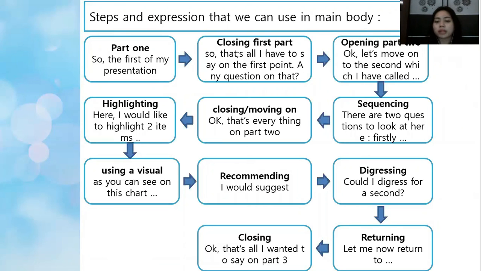And next step is recommending. The expression that you can say is, "I would suggest..." And next is digressing. The expression that you can say is, "Could I digress for a second?" Next is returning. The expression is, "Let me now return to..." And the last step is closing. An example that you can say in closing is, "Okay, that's all I wanted to say on part three."